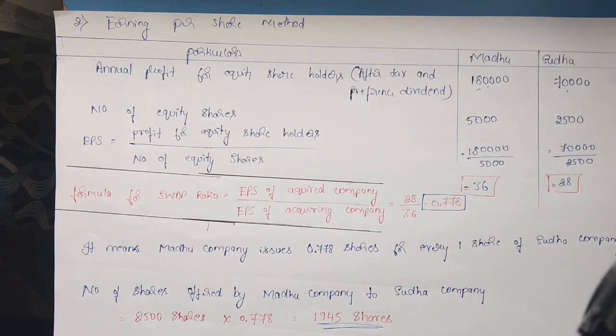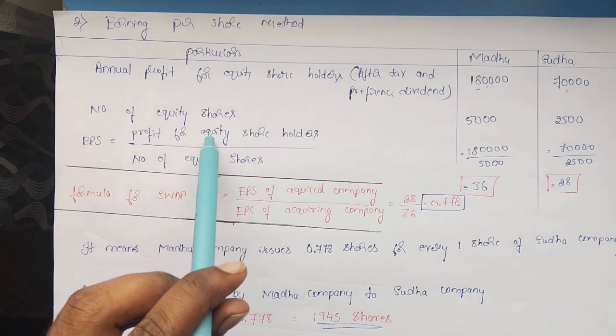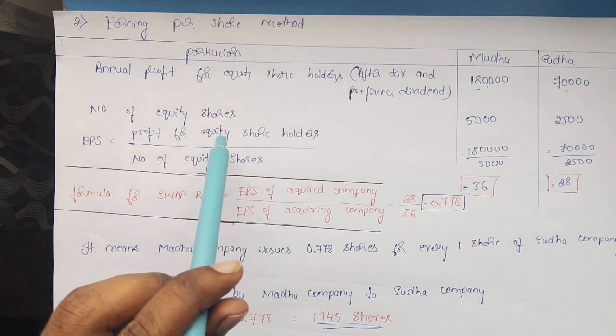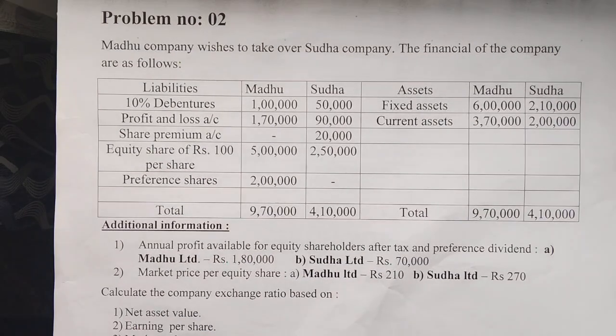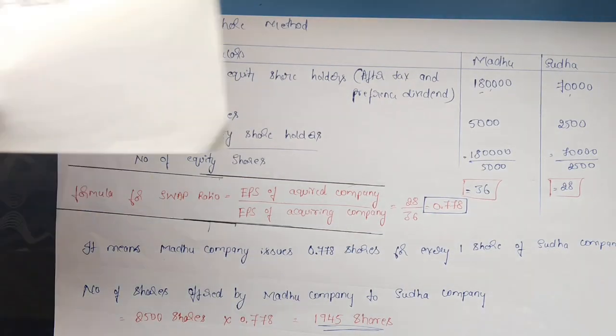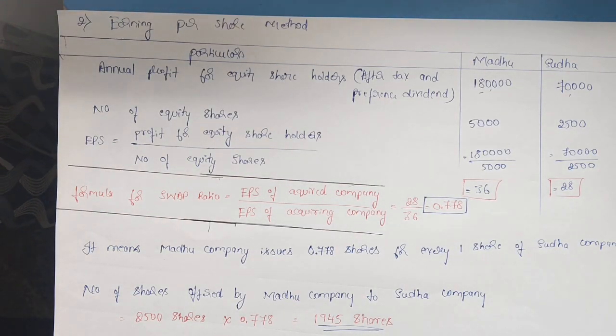So first we need to ascertain the profit for equity shareholders, or net profit, or earning available for equity shareholders. In this problem they have already given the amount available for equity shares after tax and preference dividend: Madhu is 1,80,000 and Sudha is 70,000. They are directly given, you don't need to calculate or deduct tax, depreciation and all.